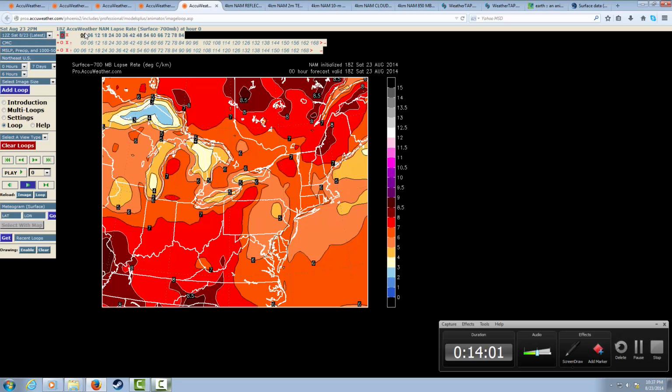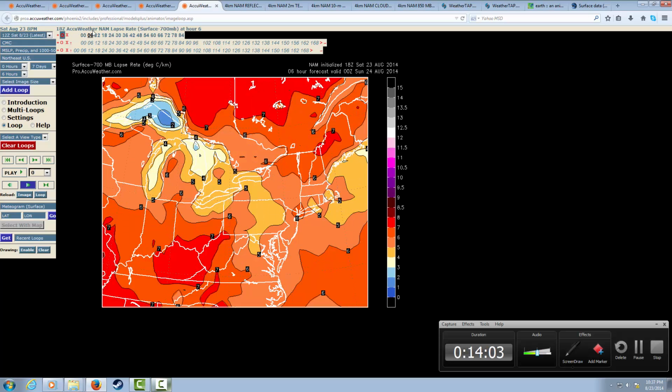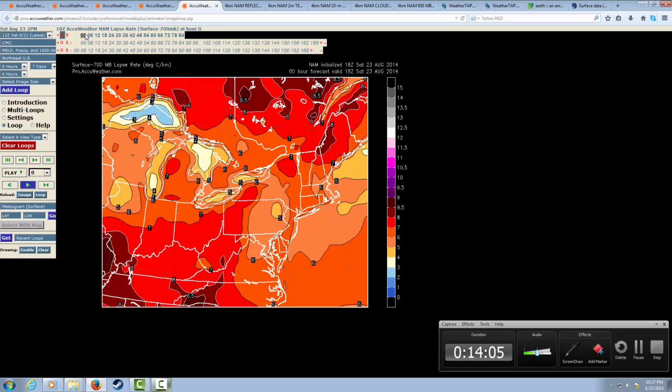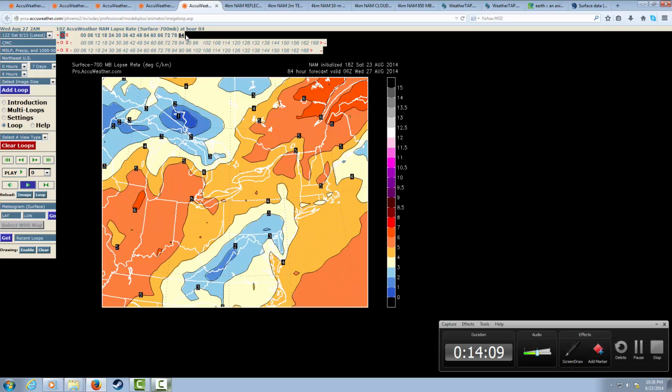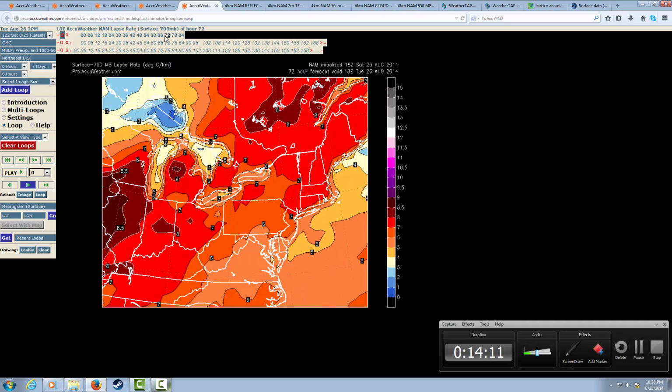Anyway, this is the lapse rates. The surface to 700 millibar lapse rates. This is the 18Z run of the NAM. And again, it shows Wednesday, the day where we probably have the most instability. Well, actually, we'll check out 18Z Tuesday first. So it looks like a good amount of instability.